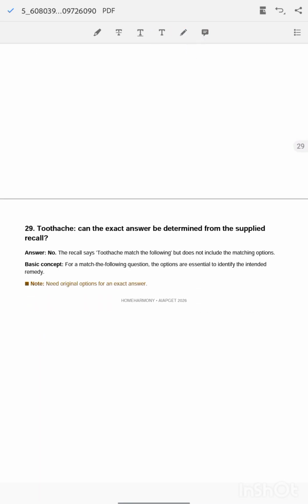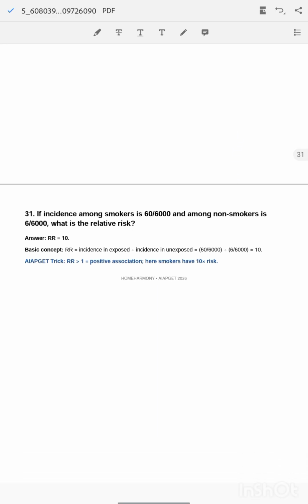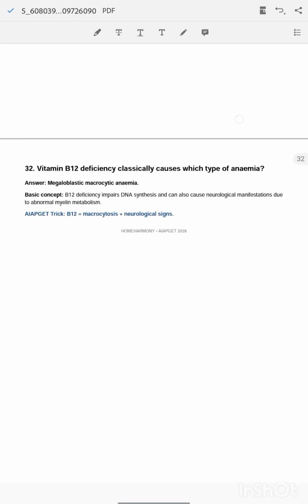Toothache. What is important materia medica identification for Stillingia? Increased incidence among smokers. Vitamin B12 deficiency is classically caused megaloblastic macrocytic anemia.